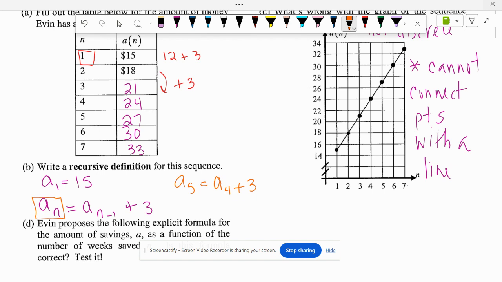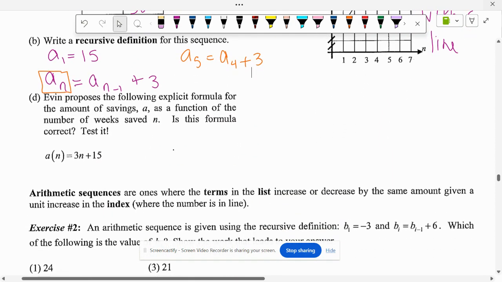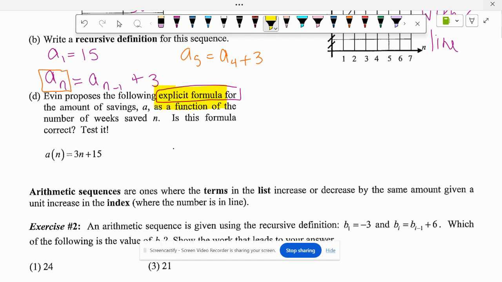And then whatever you're doing, adding or subtracting in your value, okay? So the second part of this, D says, Evan proposes the following explicit formula for the amount of savings. So this is the first time that we've seen this. So I'm going to kind of box in the words explicit formula. An explicit formula is written in the form y equals mx plus b. That's what explicit means, because remember we said an arithmetic function is a linear function. So the explicit formula is written in y equals mx plus b.